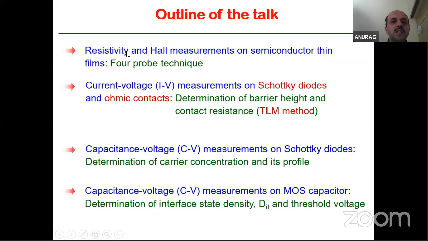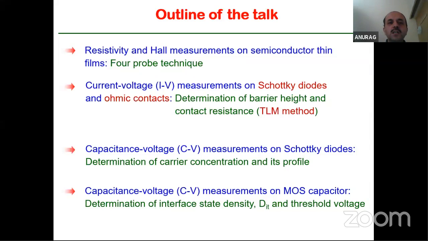First, I will talk about the resistivity and Hall measurements of semiconductor thin films, using the 4-probe technique, the famous 4-probe technique that many of you might have heard about. After that, I will talk about the IV measurements, the DC current voltage measurements on Schottky diodes and ohmic contacts, because whenever we are making any electrical measurement, suppose resistivity or Hall measurement on semiconductor thin films, you need to have very good quality ohmic contact in order to get very reliable and good quality data.